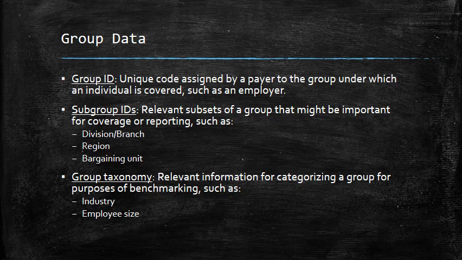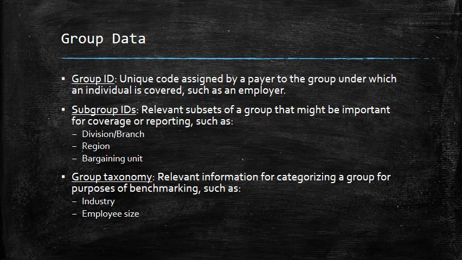There'll be other group taxonomy data items, and these will be different from payer to payer. But these are relevant pieces of information used for categorizing a group, usually for benchmarking. It could be, for example, the industry that an employer belongs to. Say it's a trucking company, then you might want to compare their costs or their benefits to other trucking companies.